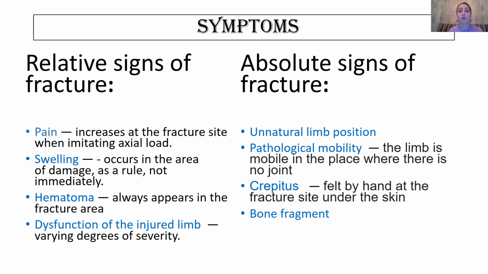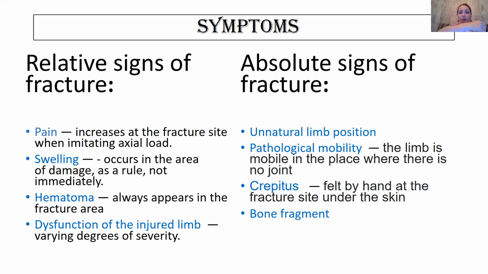What about the absolute signs of fracture? If you see these symptoms, you understand that it's a fracture. Unnatural limb position. You understand, if our forearm is angled at 90 degrees, this is a fracture. Pathological mobility. The limb is mobile in a place where there is no joint. If we have mobility of the middle third of the forearm, we understand that it is a fracture of both bones of the forearm. Crepitus: felt by the hand at the fracture site under the skin.